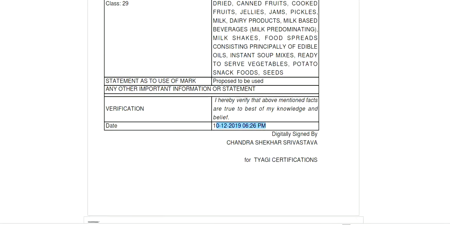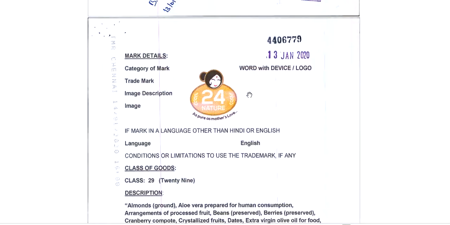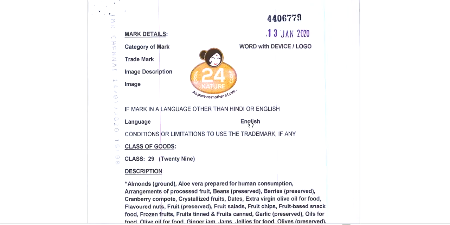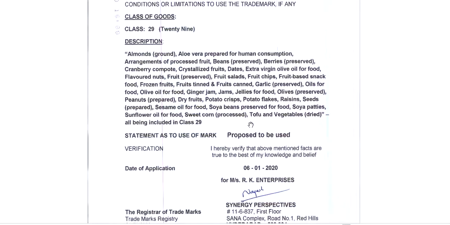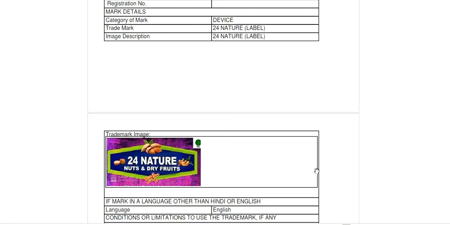Okay, let's come to the other application. This is another application made for the same 24 nature, but the logo is varying and the design is also varying, though the word they intend to register is 24 nature in both. The usage statement as to use of mark is also proposed to be used. So both marks are proposed to be used. In such a situation, the person who applied earlier, who first filed the application, is going to acquire the trademark; the other one has to lose. Suppose this person filed the application on 6/1/2020 and the other person filed on 10/12/2019. Then the prior application will get the trademark.